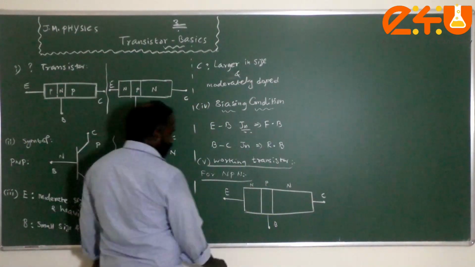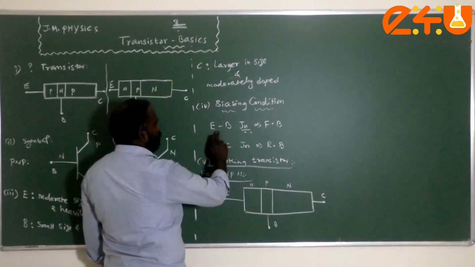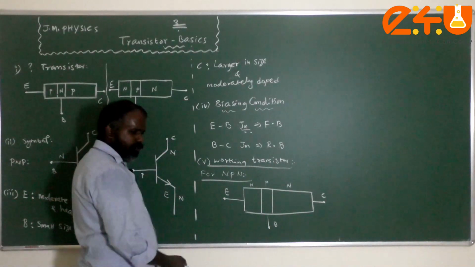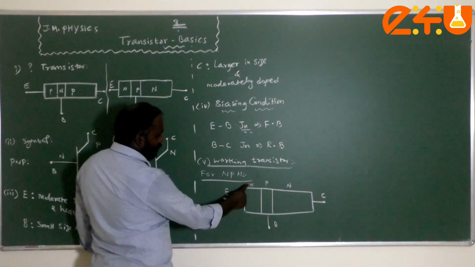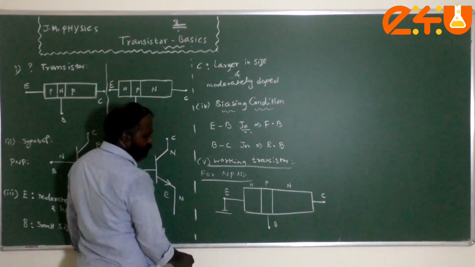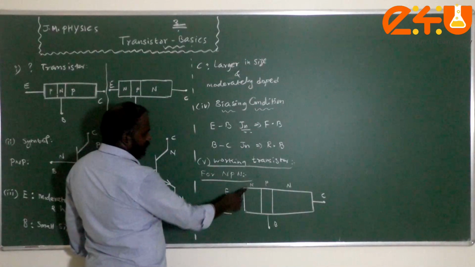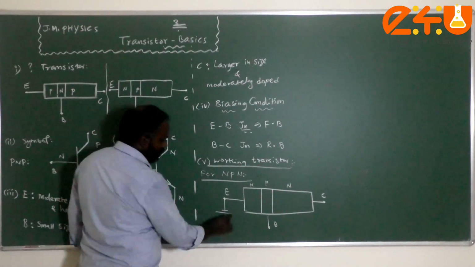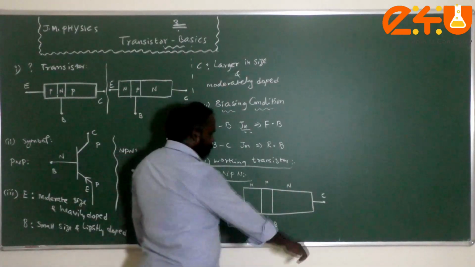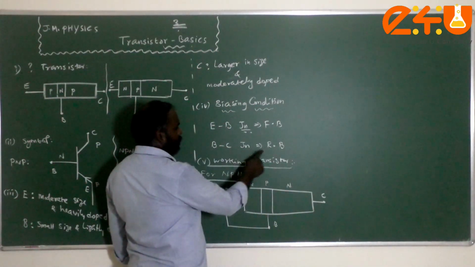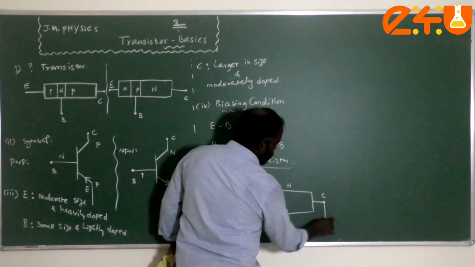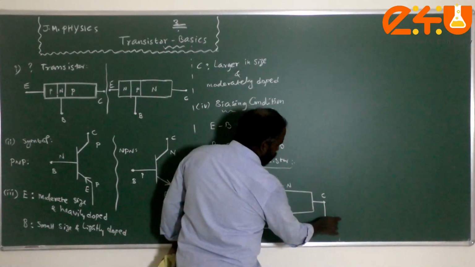For the working of any transistor, the emitter base should be forward biased. This is N type material, and N type material connected to the negative of the battery is called forward bias. So the emitter base junction is in forward bias. Similarly, the base collector region should be reverse biased. The collector terminal is made of N type material, and reverse bias means N type is connected to the positive of the battery.